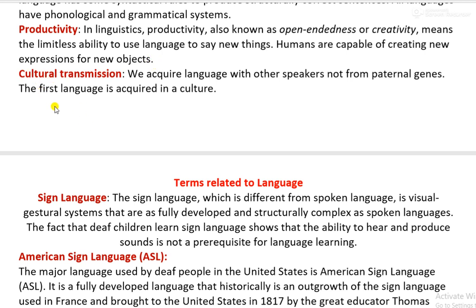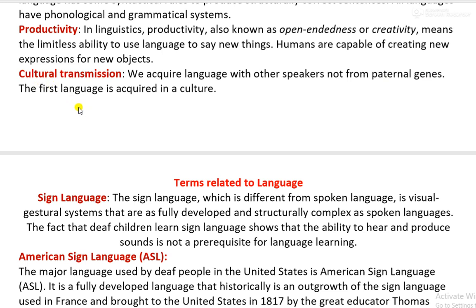Then our last characteristic is cultural transmission. We acquire language with other speakers, not from paternal genes. The first language is acquired in a culture. Here we see, we don't get a language from our paternal genes. We actually acquire a language in a society, in a culture.